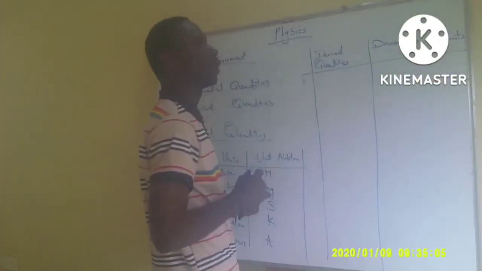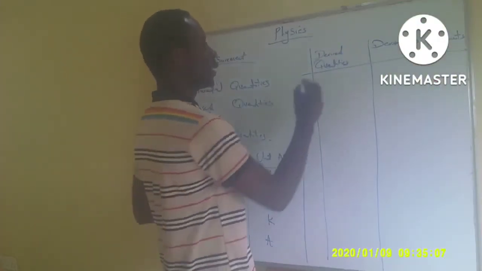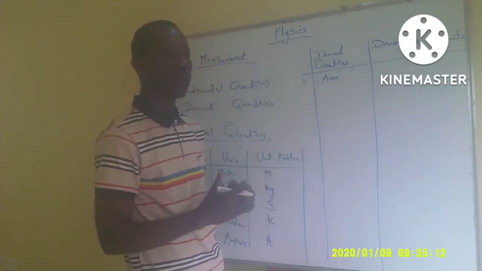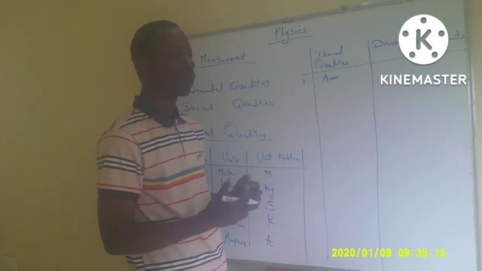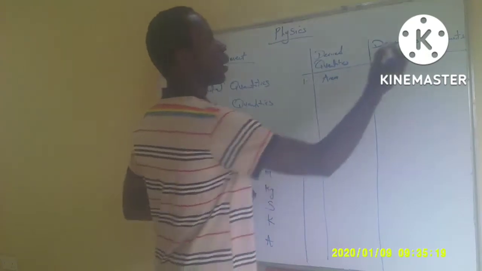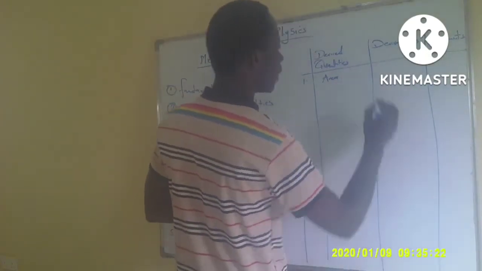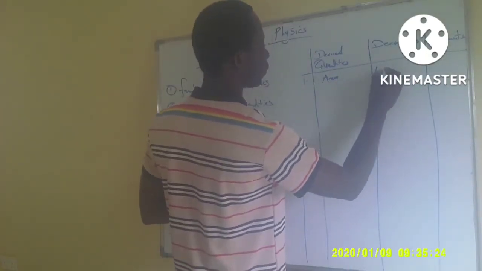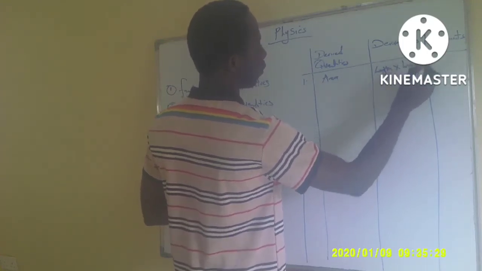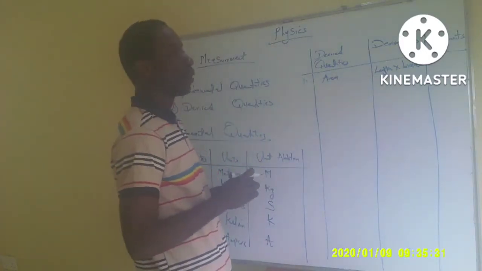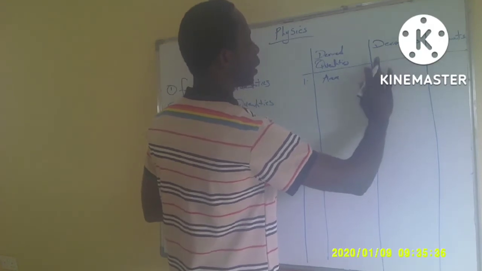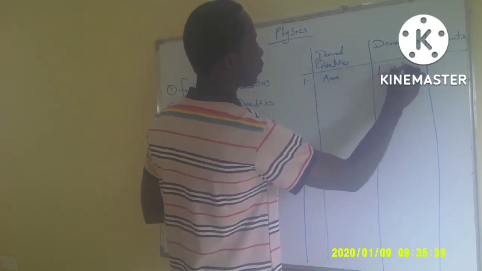So the first one, let's take into consideration area. Area of a place, area of a shape, area of a substance, area of environment. So what's the formula? The formula is actually length times breadth. Let me write the short form, length times breadth.